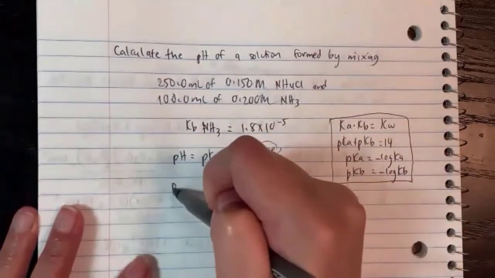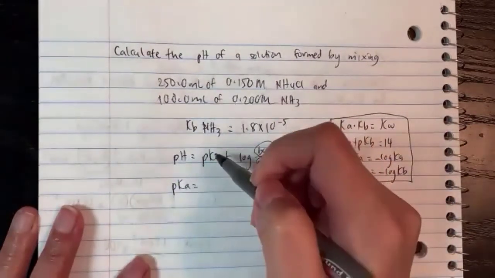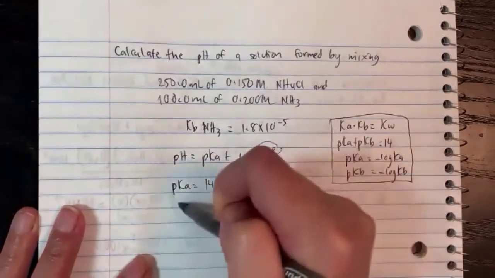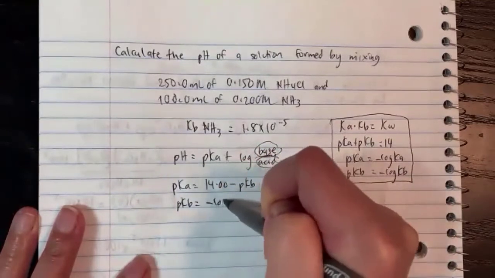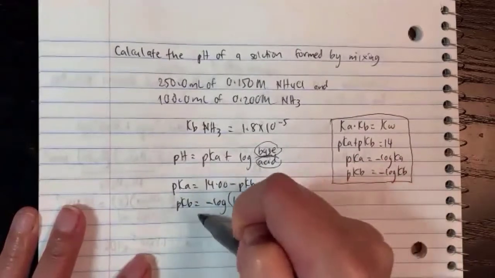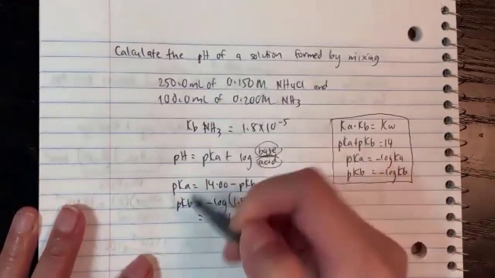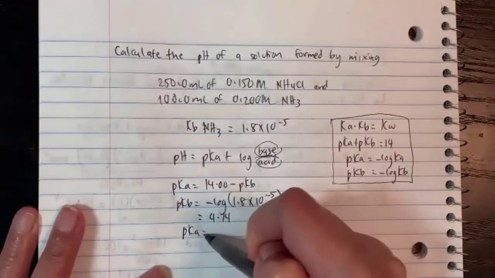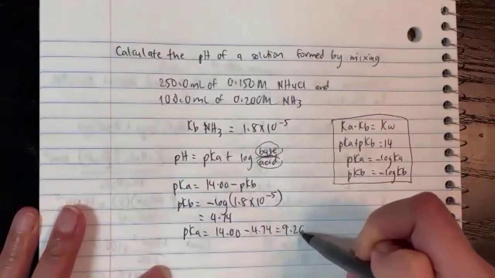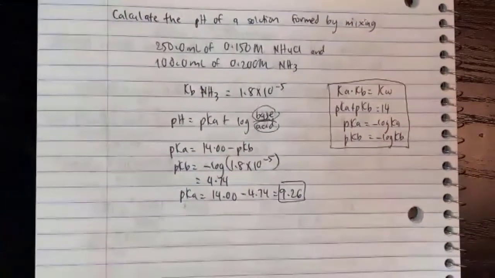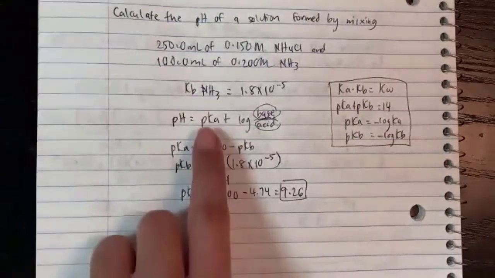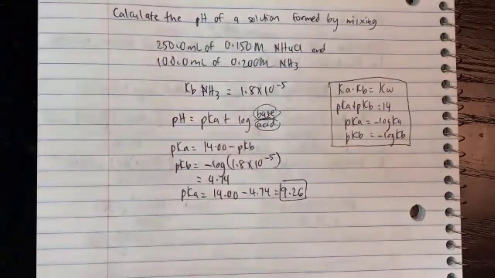So let's do the pKa. pKa is going to be 14 minus pKb. And pKb is going to be minus log of Kb, which is given, 1.8 times 10 to the minus 5. And we get about 4.74 here. So that means pKa is 14 minus 4.74, and I get 9.26. So that's one term. If you weren't careful and just took minus log of whatever, you'd put 4.74 in your equation right here. That's wrong because they're asking for pKa.